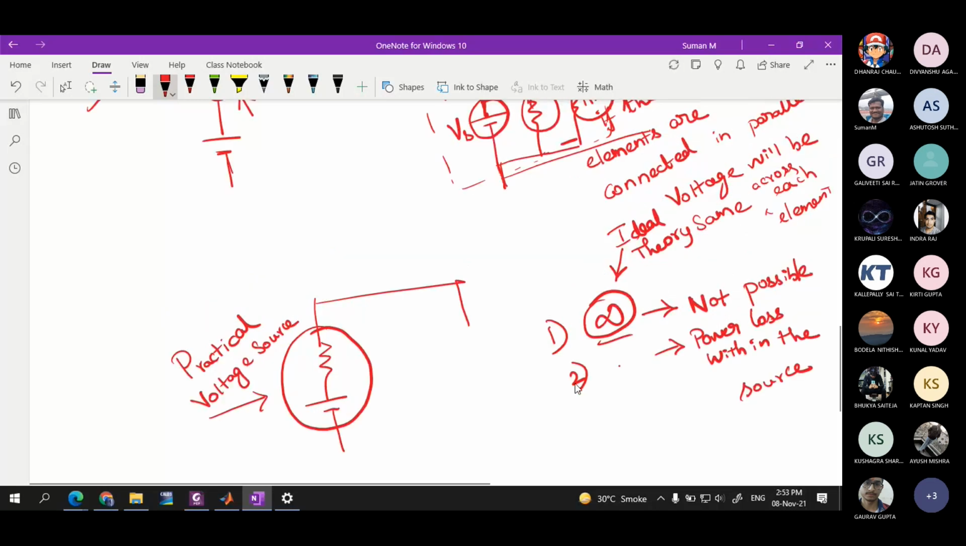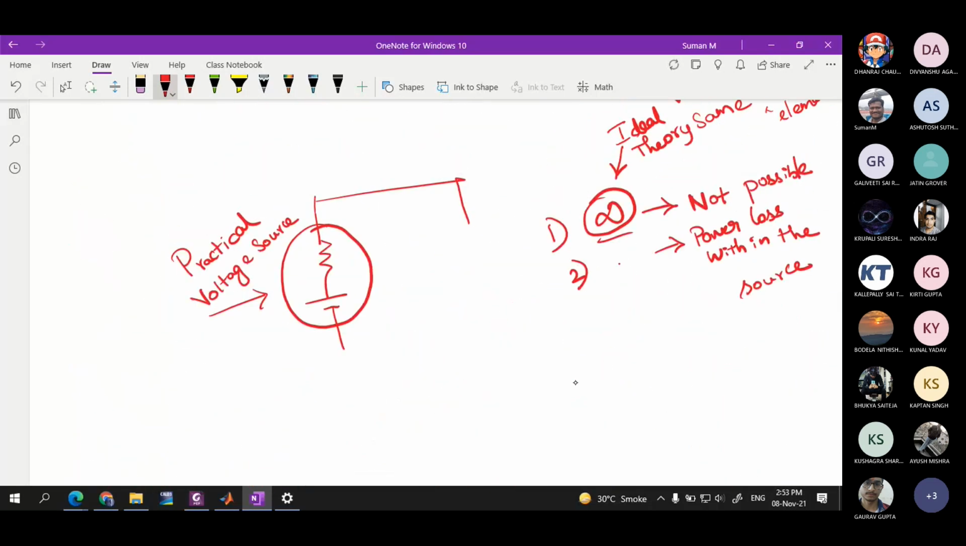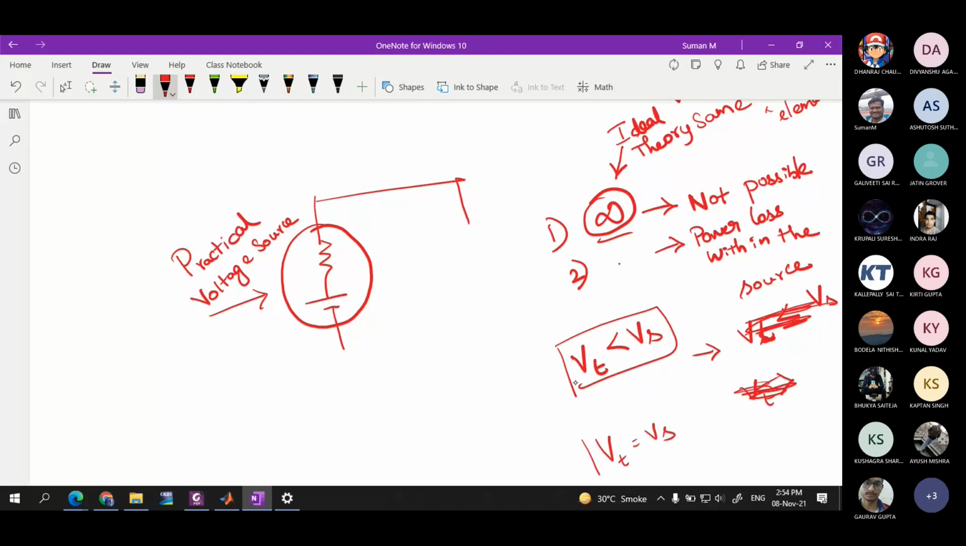Okay, so here the terminal voltage can be either less than or equal to the source voltage. It cannot be greater than. We'll just consider that the terminal voltage will be less than the source voltage in all conditions. In the previous case, the terminal voltage was equal to the source voltage. Here the terminal voltage will always be less than the source voltage.